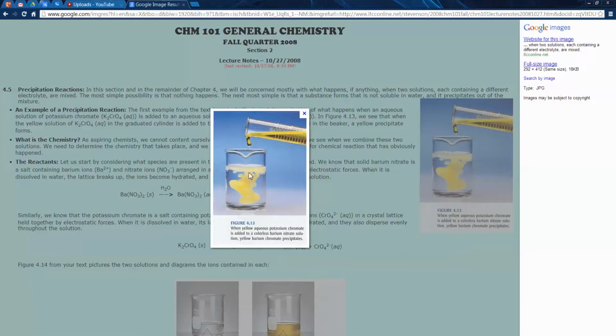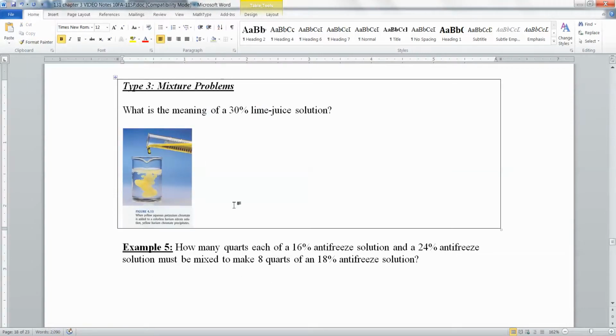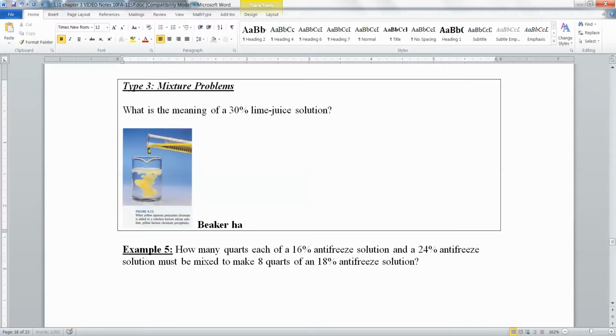So if you have water, that's the clear stuff, right? And lime juice, the mixture means that it's 30% of what's in that beaker is lime juice, and then the remaining 70% is water. That would be a 30% lime juice solution. But I'm going to take a little picture of that. Hold on one sec. There we go. All right, so again, that means that the beaker is 30% lime juice and 70% water. Okay, that's what it means to be a 30% lime juice solution.